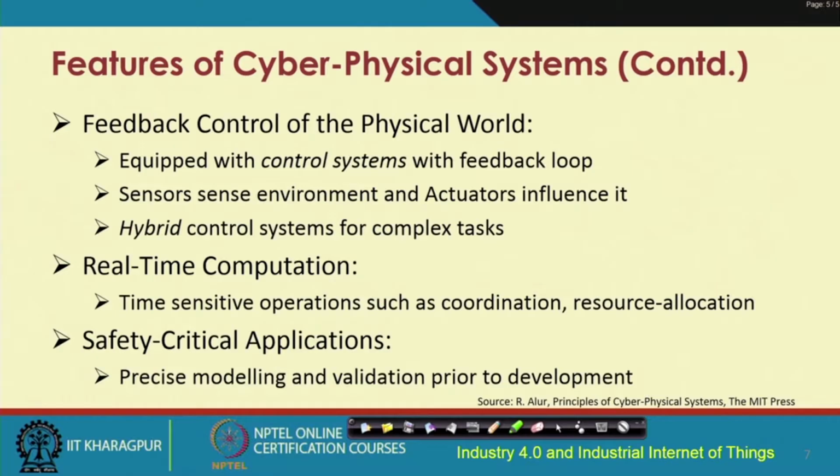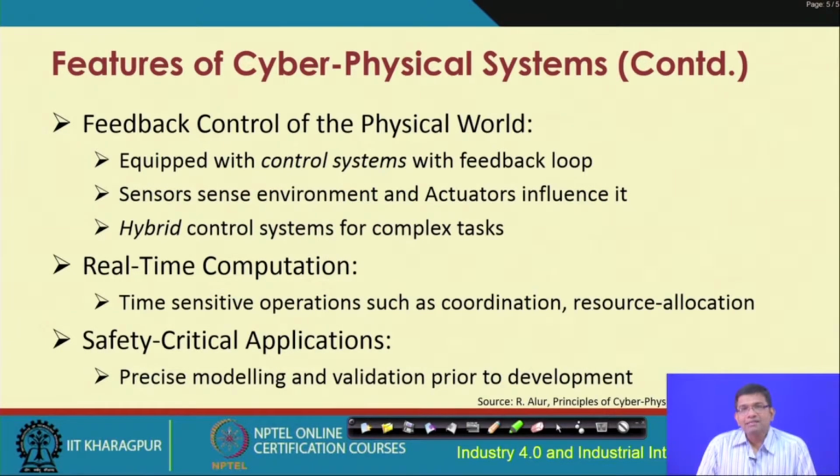So, some of the other features of cyber physical systems: there is a feedback control loop that I already talked about, and these systems will have some kind of a control element in them with a certain feedback loop. So, basically these sensors would sense the environment, and these actuators will influence it, and there are hybrid control systems for complex tasks. If there is a complex task, simple control systems will not work. It will be a network of different control systems. It will be a hybrid control system which will help in achieving the task.